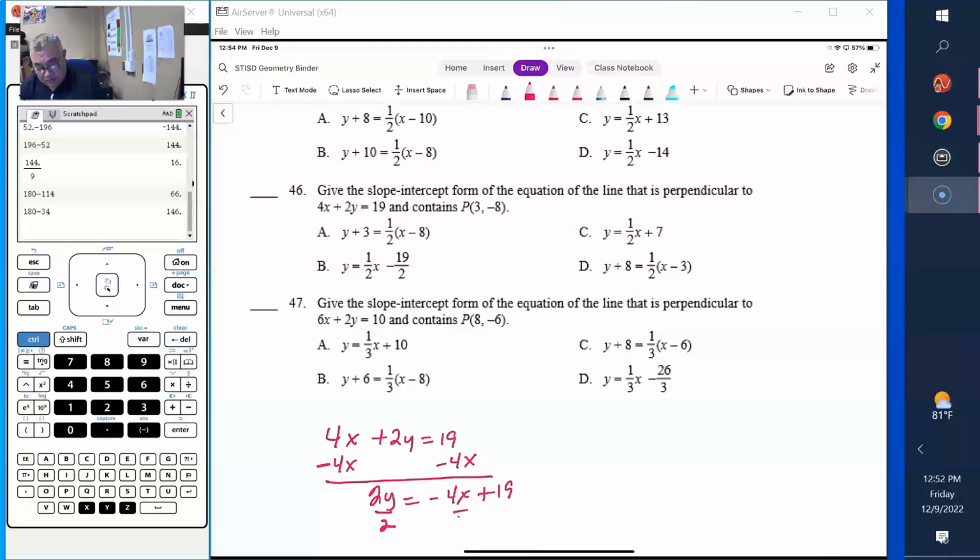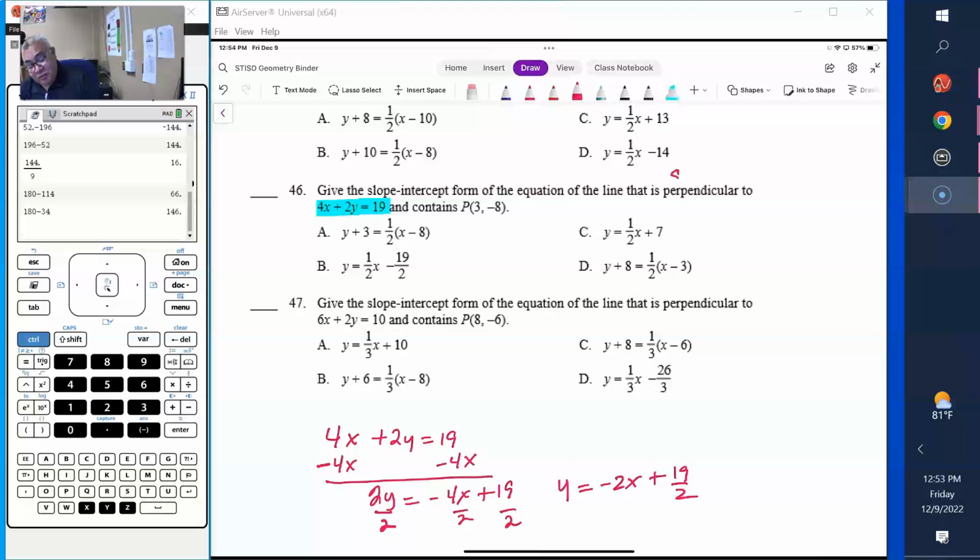And then you divide by 2. So y equals negative 2x plus 19/2. So the slope is negative 2. And what slope are we talking about? The slope for this line. I have to write this in slope-intercept form.